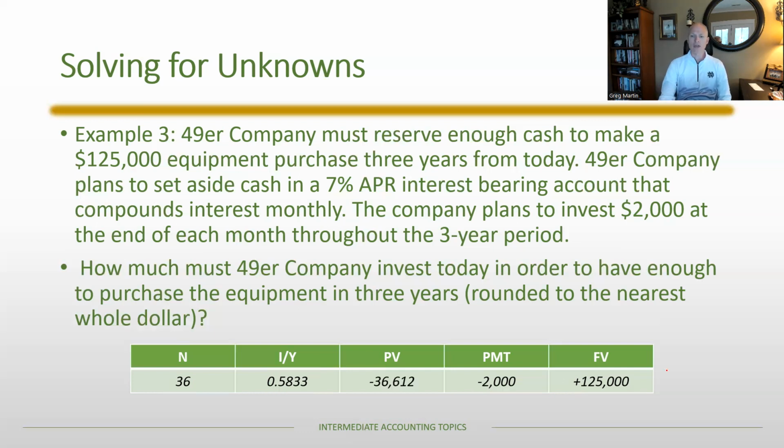All right, so when we solve for that, we know that we need to set aside $36,612 today in order to have $125,000 at the end of 36 months, if I will also set aside $2,000 at the end of each month for those 36 months, and assuming that I have a 7% interest-bearing account where interest is compounded monthly. So you can see where this gets really complicated, and these problems can get very difficult.